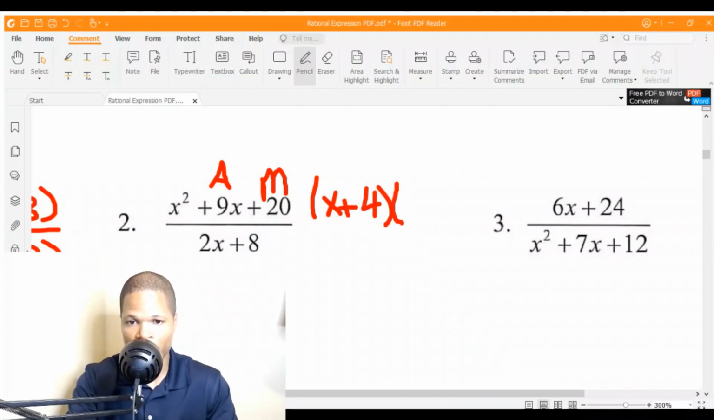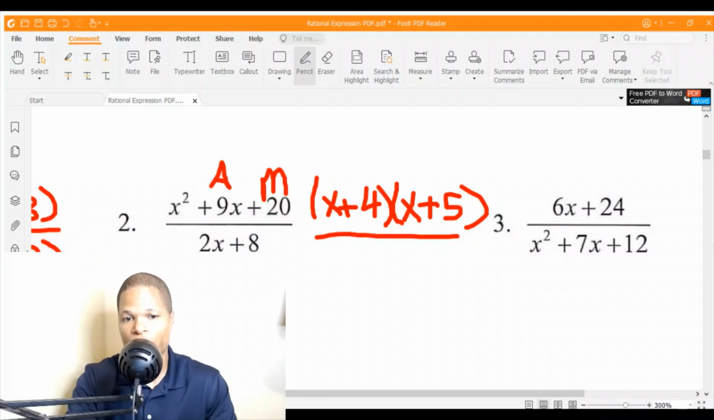All you have to do is put them in parentheses: x plus 4 for the 4 and x plus 5 for the 5. Remember, 5 times 4 is 20 and 5 plus 4 is 9. So that's how you factor trinomials. The bottom one is a binomial right there. You've got 2x plus 8. Well, that means you probably want to factor by GCF. The GCF is 2. If you divide both of those by 2, you're going to be left with x plus 4. Now watch this.